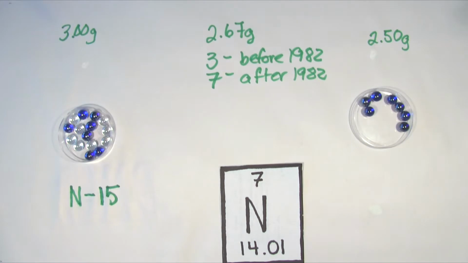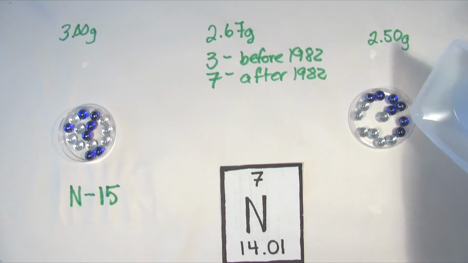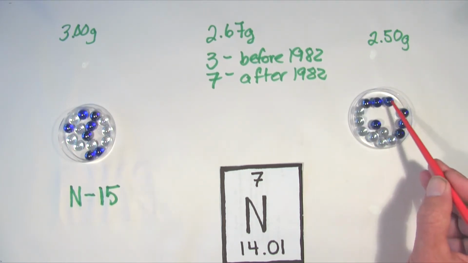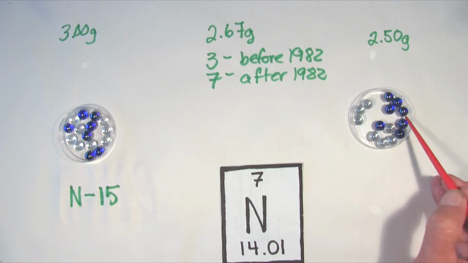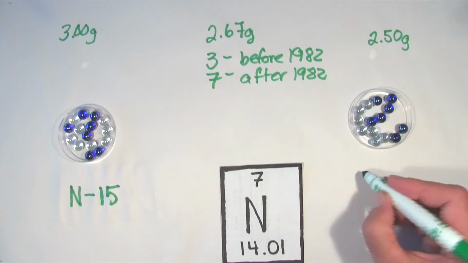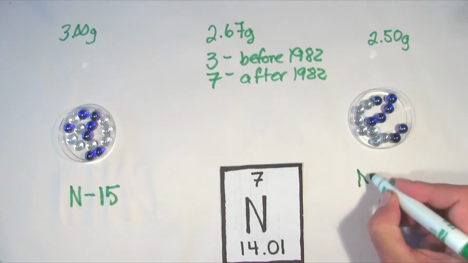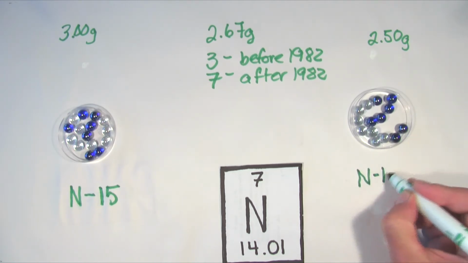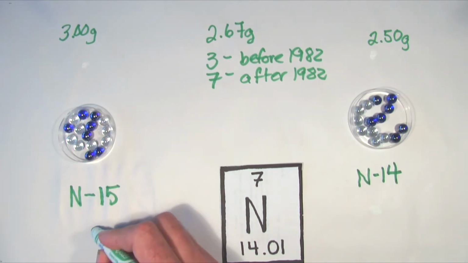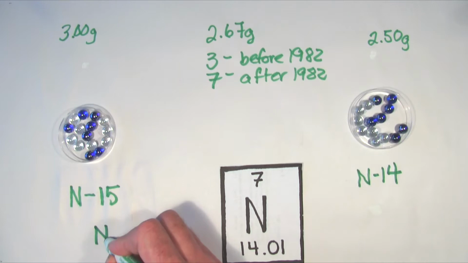Okay? Now, other atoms of nitrogen in nature only have 7 neutrons. So this is what a nucleus of that kind of nitrogen atom would look like. Okay? It'd have 7 protons and 7 neutrons. We can write that as nitrogen-14. Okay? Or you might see it written like this sometimes.